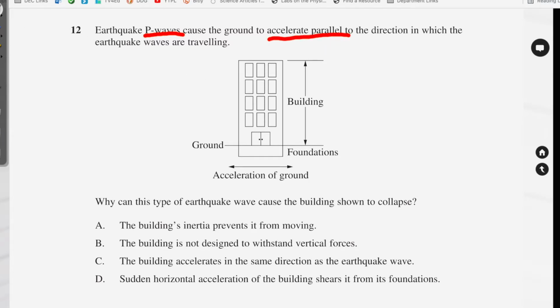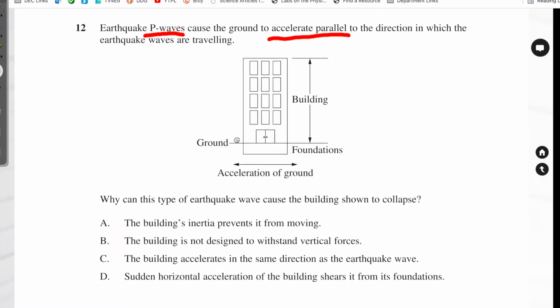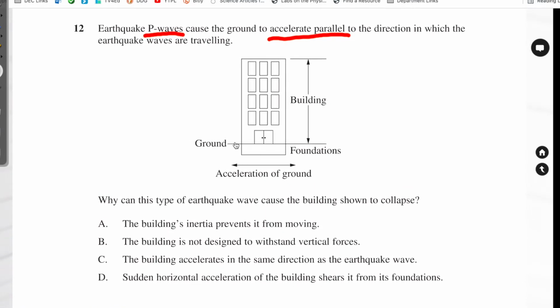And so essentially what that would mean is that the P waves are kind of moving backwards and forwards. So we're going that way. And you need to sort of think about that when you're going to answer the question. You've got to think about here, why can this cause the building to collapse? Now, we also need to have a think about Newton's laws, because remember that's what this is all about. So if we look here, A: building's inertia prevents it from moving. Now, inertia is essentially Newton's first law.